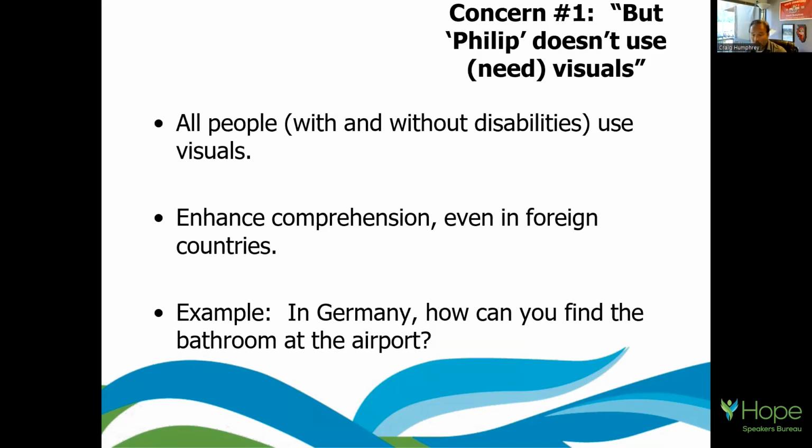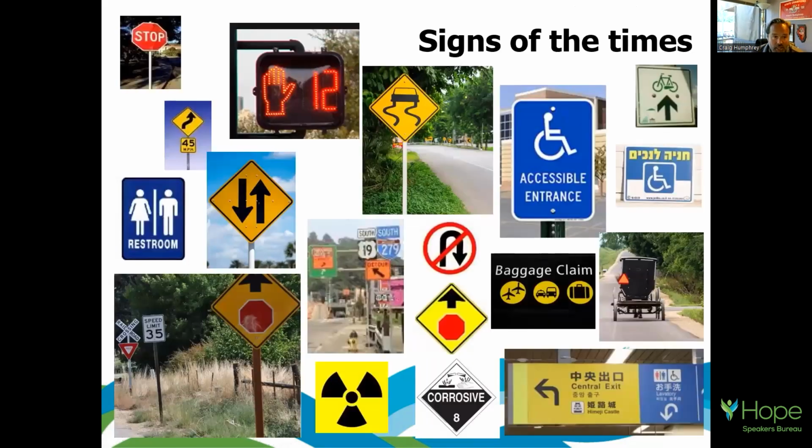My example I give is Germany: how can you find the bathroom in the airport? I don't read German. I went over to Germany for my brother's wedding and I didn't know any German, but I used the visuals to help guide me to where the luggage claim was, where the bathrooms were, etc. Here's one of my slides I love showing. You can see the various different visuals. I always point out this one in the middle. I don't want to go down there. I see there's detours, I see there's construction. Here's one in the airport. It doesn't matter where that is, it might be somewhere in Asia, but I can see where the bathrooms are. I can see where the accessible entrance is.